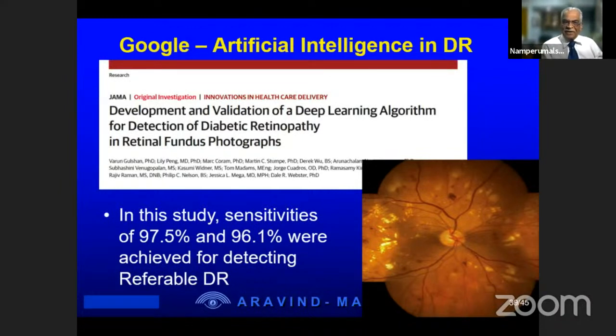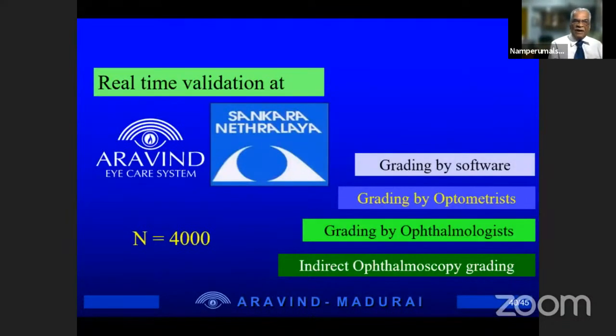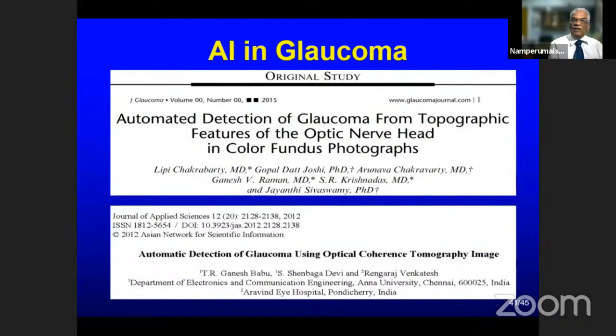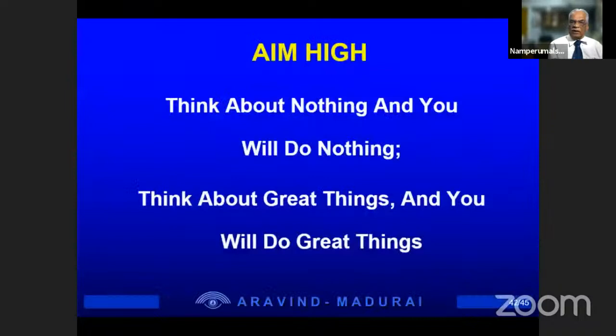But younger minds must work on that, and they have to concentrate on research, real-time validation. Sankara Nethralaya is doing it, not only in diabetic retinopathy, but also in glaucoma. Also every disease; you must have seen three days ago artificial intelligence in diagnosis of cataract by an ordinary ophthalmic technician.